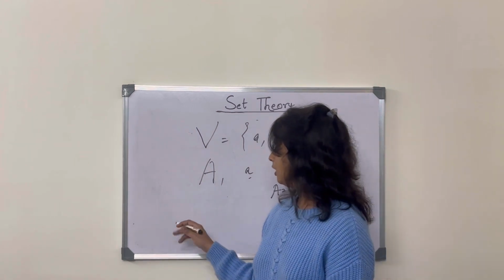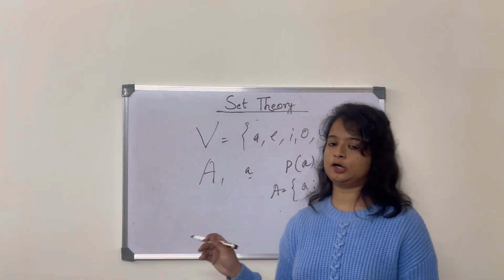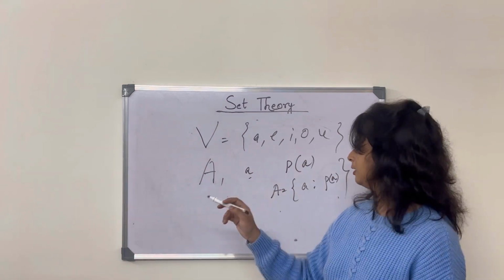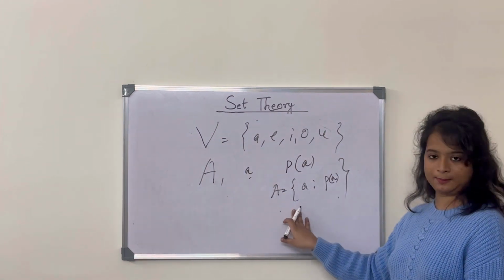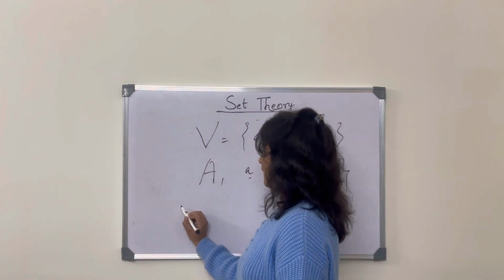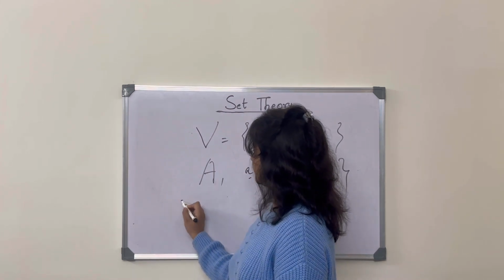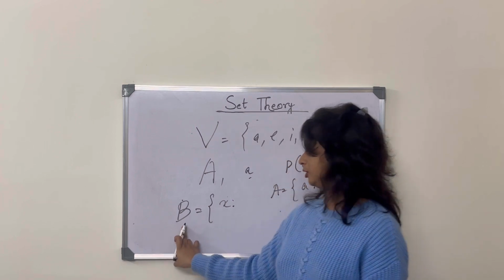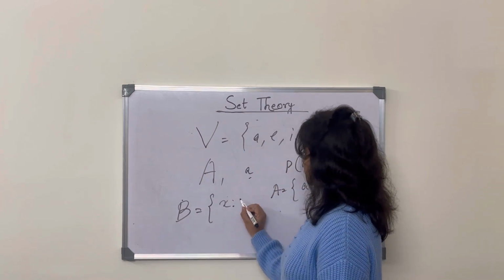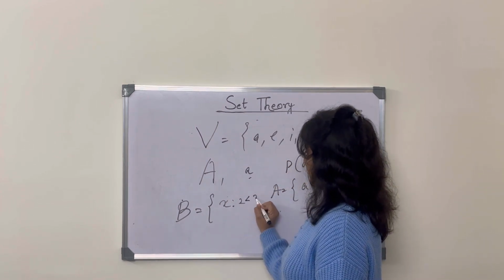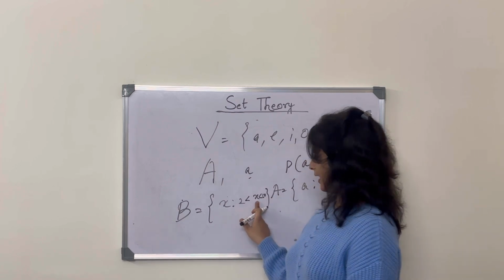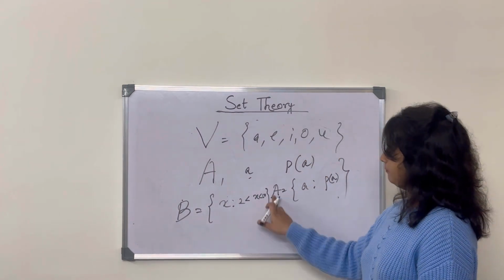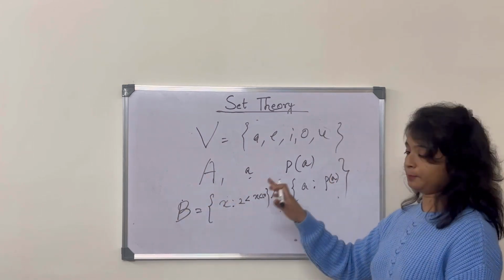For example, if we are taking the set of all integers between 2 and 10, by using this property method we can represent it like that. If we name the set B, then x is an arbitrary element of that set B, x such that 2 < x < 10. I am not taking 2 and 10 here, okay? So this is the representation of a set by using the property method.